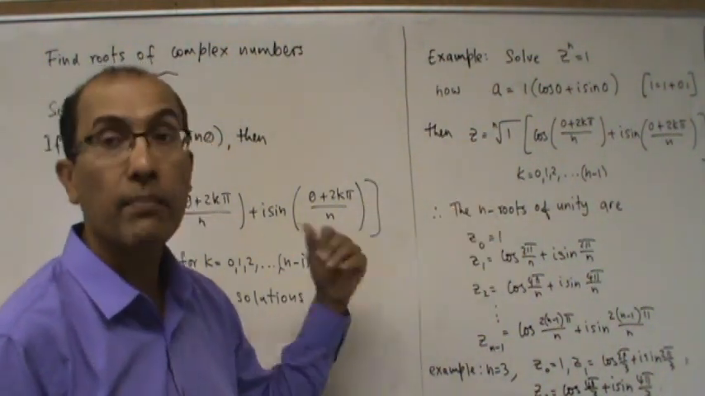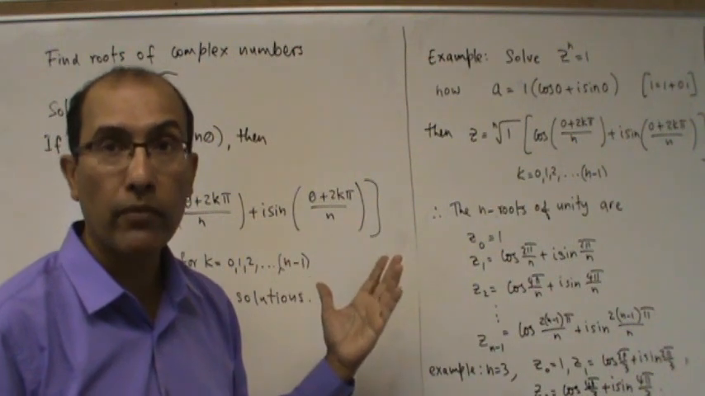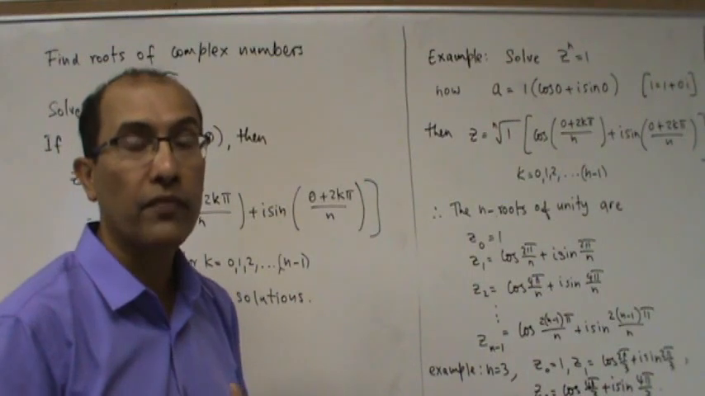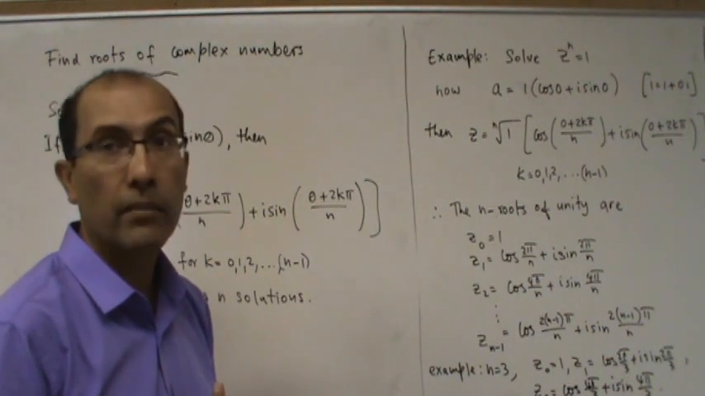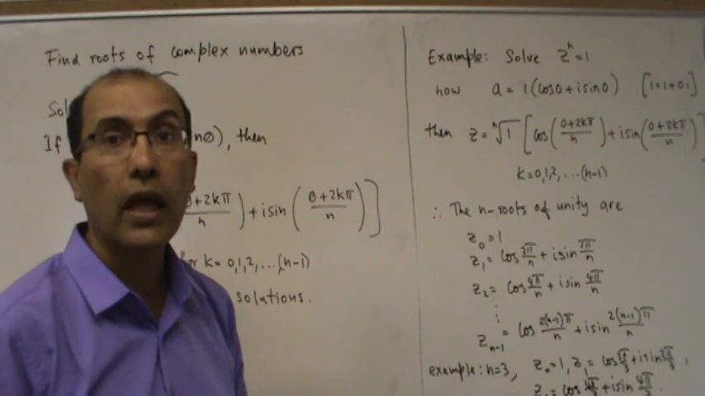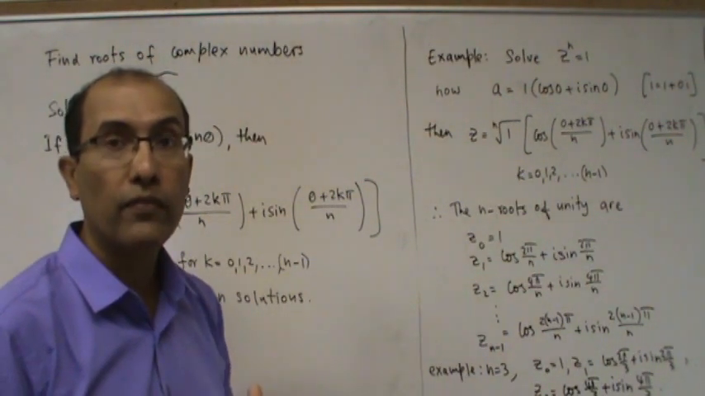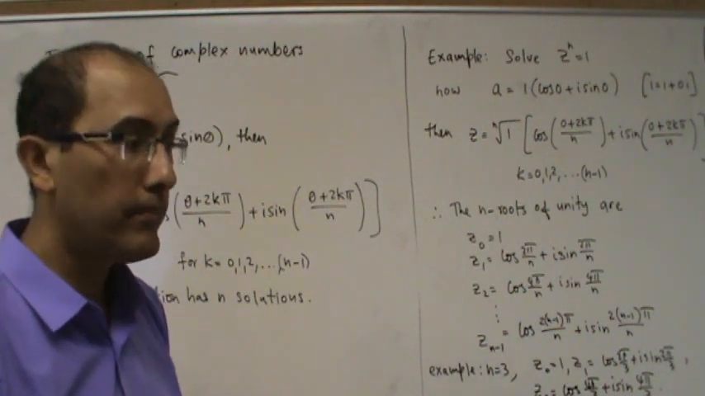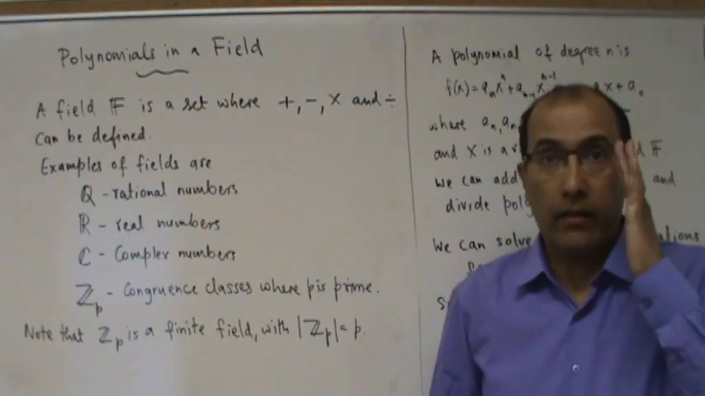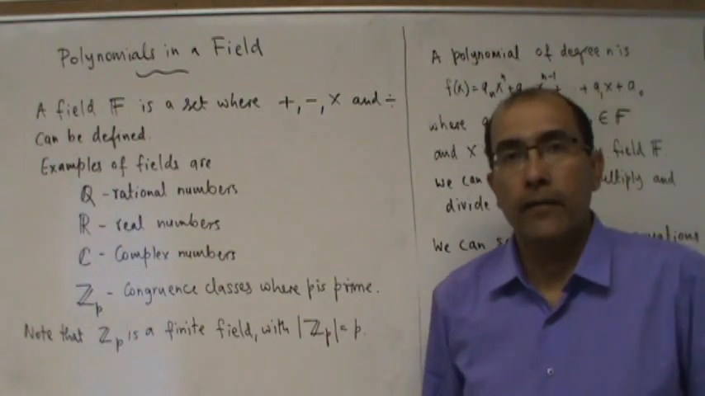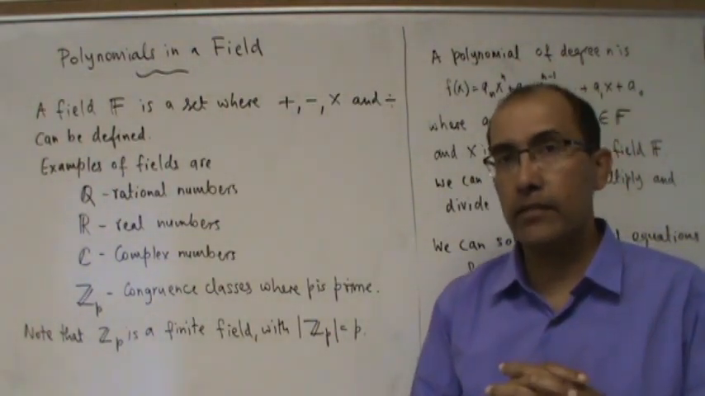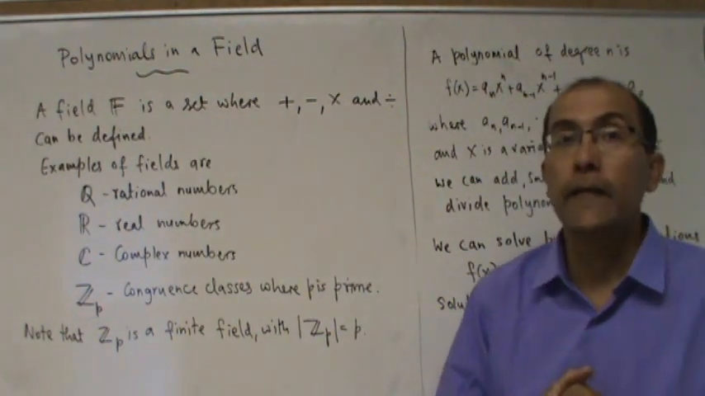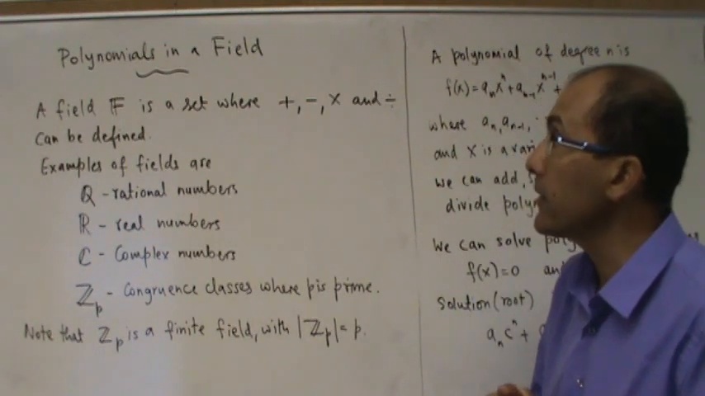This method is much easier than if you were working with rectangular Cartesian coordinates and trying to find the third root of a complex number. So this polar representation helps us quickly find roots of complex numbers. That brings us to the end of the complex number discussion. We want to quickly look at another topic, polynomials in a field.